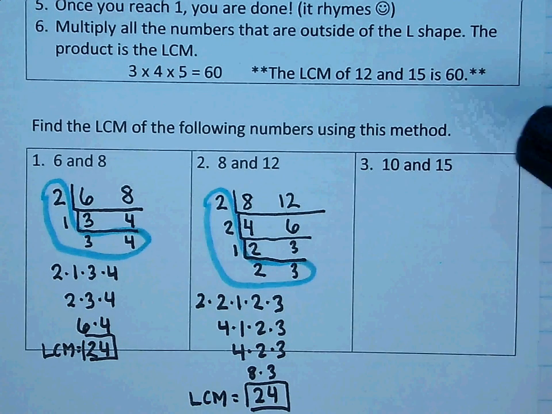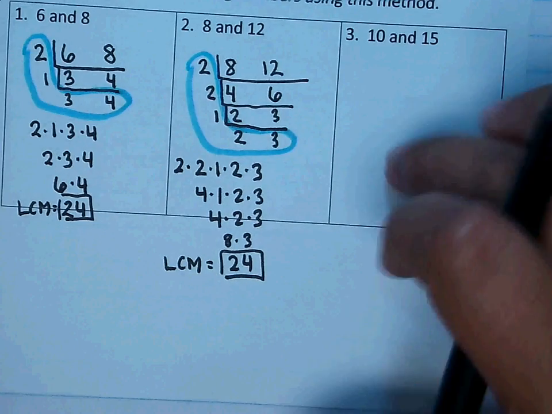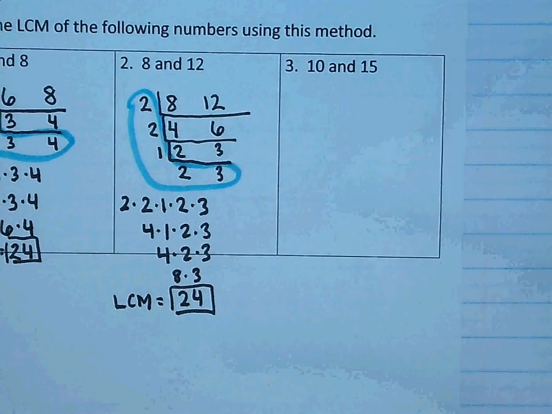All right, and then the rest of your homework is to do number 3. So these 2 questions over here, do with the Venn diagram, and this 3rd question, do with the ladder method.